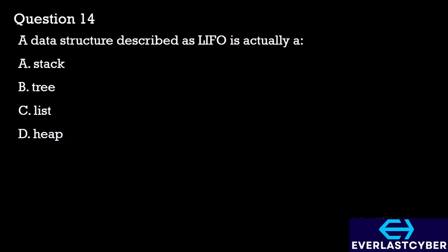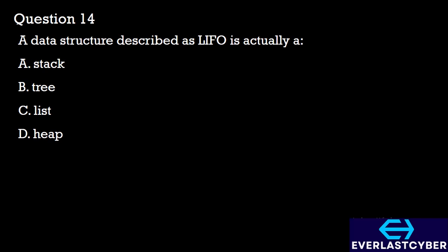Question 14. A data structure described as LIFO is actually: option A, stack. B, tree. C, list. D, heap. LIFO stands for last in, first out, and this means that the last element added to the data structure is the first one to be removed. This behavior is characteristic of a stack. A stack follows the LIFO principle where elements are added and removed from the same end, called the top of the stack. So the most recently added element is always the first one to be removed.